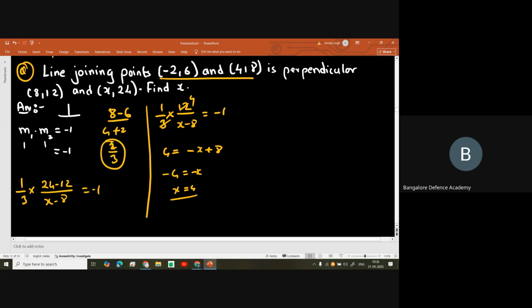Is it right? Yes, x is equal to 4. Okay, so this is how the questions will be asked in your exams. Now, let me see. Okay, take down one more question. Ready?